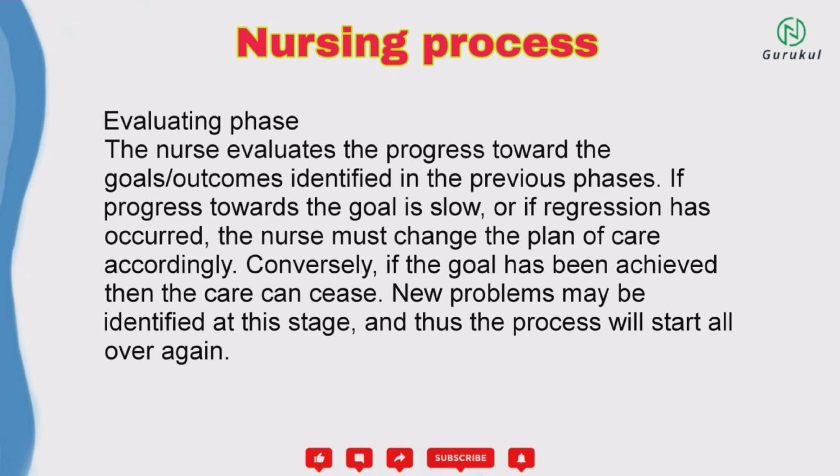The nurse evaluates the progress toward the goal outcomes identified in the previous phase. If progress toward the goal is slow or if regression has occurred, the nurse must change the plan of care accordingly. Conversely, if the goal has been achieved, then the care can cease. New problems may be identified at this stage and thus the process will start all over again.